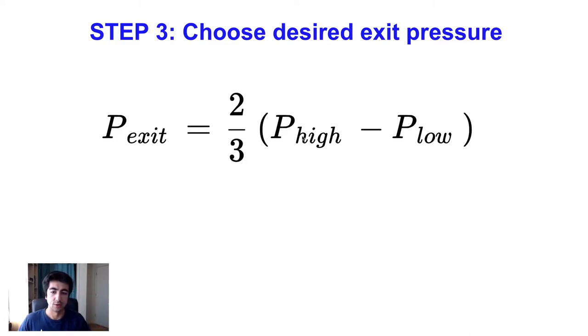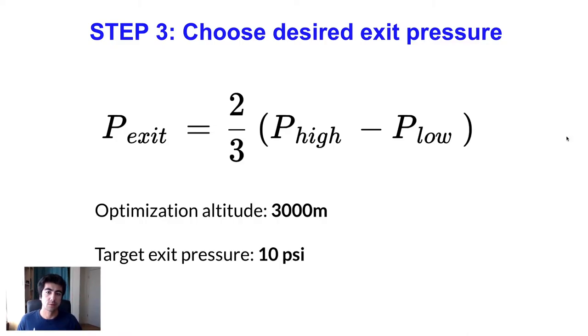So again, you can just take two-thirds of the difference between essentially your sea level pressure and the atmospheric pressure at the highest altitude that you'll be flying. So for our case, we'll be targeting an exit pressure of around 10 PSI. And this comes out to an altitude of 3,000 meters, right? The atmospheric pressure decreases by around 4 PSI between 0 meters and 3,000 meters. And so we can say that the altitude that our engine is optimized for is 3,000 meters, at which point it'll be ideally expanded.